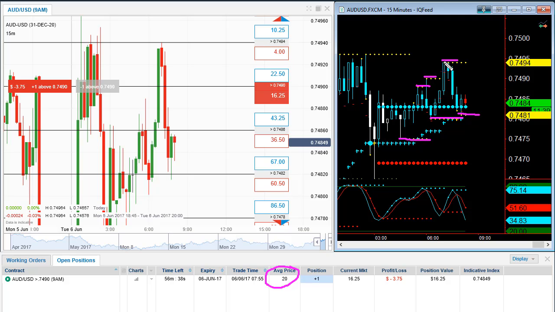So my expectation is that price will at least come back to $74.94. My strike price is at $74.90. It doesn't mean that it's guaranteed this is what price will do, but this is my expectation, okay? There is about 56 minutes left for price to move up. So I'm going to pause the screen and we'll see what happens.